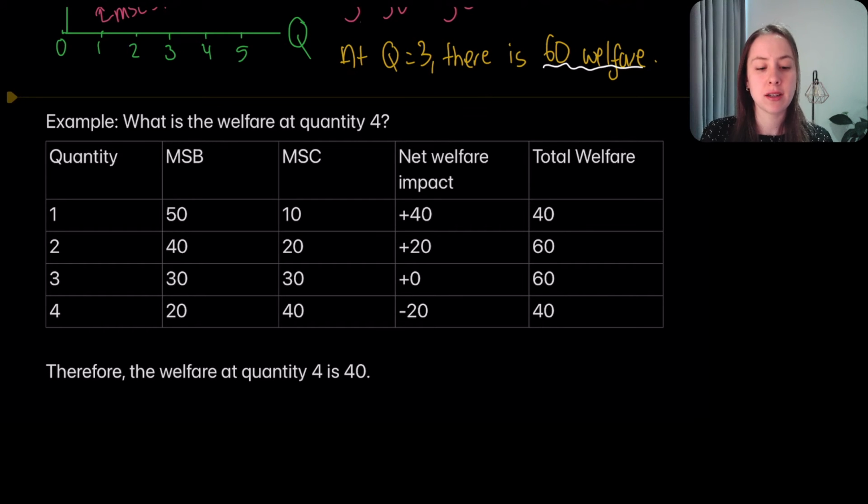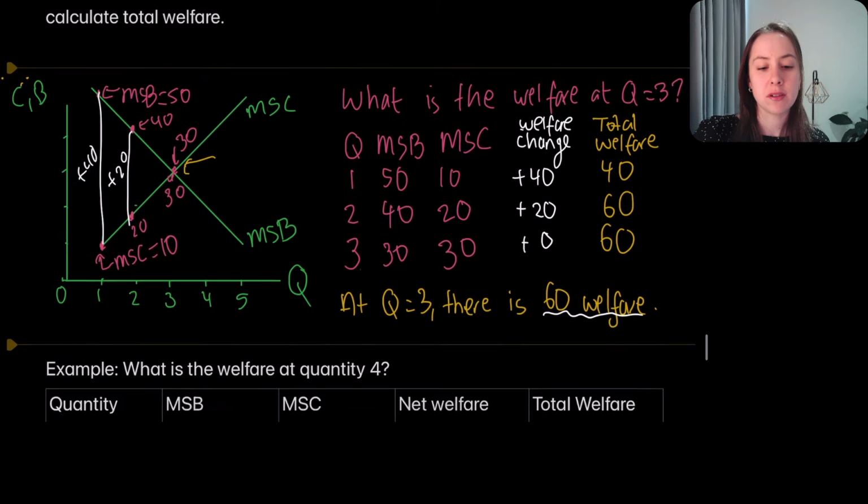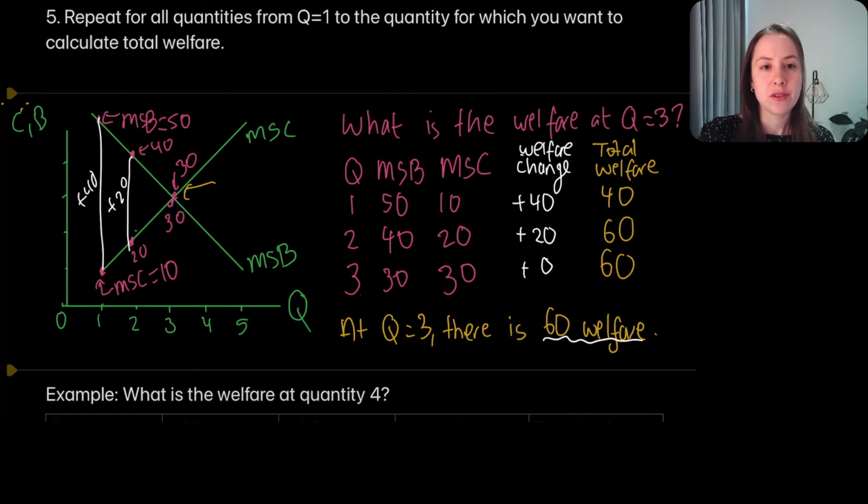So the first unit brings 40 welfare addition. The second unit adds on another 20. The third unit, remember we said, adds 0. And actually, if you go to the fourth unit, just to show you in the chart, it actually has a cost that is higher than the benefit to society.